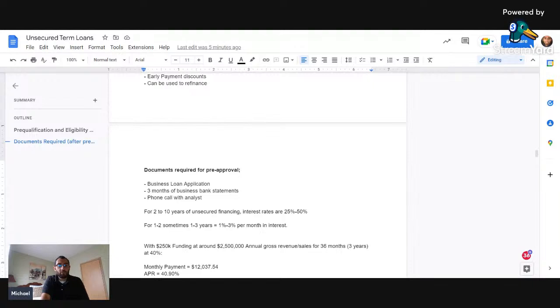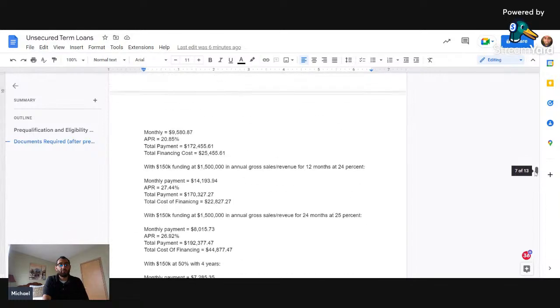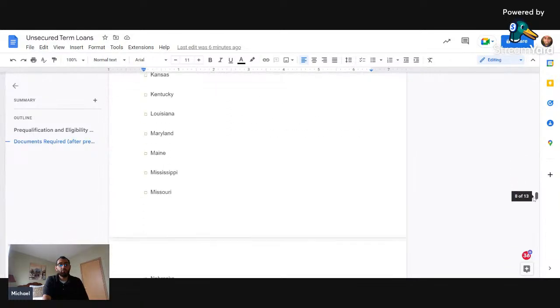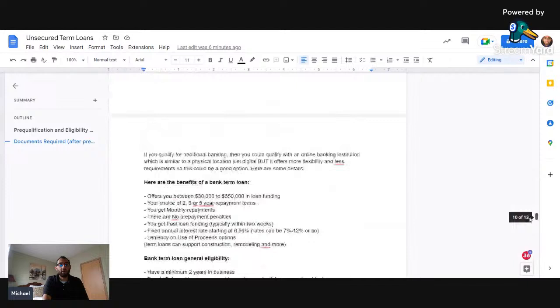Business loan application, 3 months of business bank statements, phone call with an analyst. For 2 to 10 years of unsecured financing, interest rates are 25 to 50%. For 1 to 2, sometimes 1 to 3 years equals 1 to 3% per month in interest. And I just made up some scenarios here. All 50 states are eligible, so we'll skip that part.